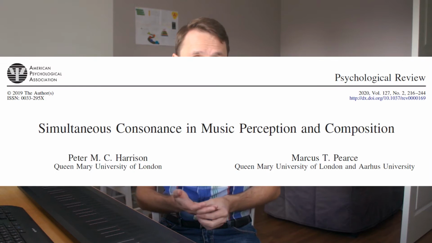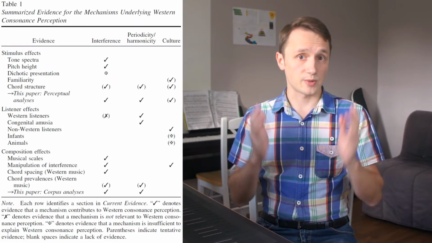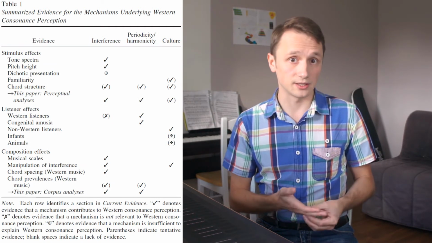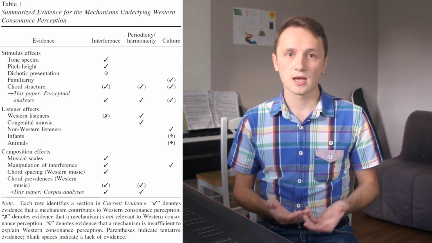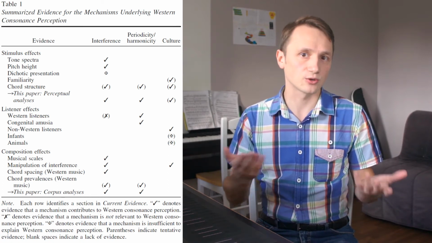Important to note is that dissonance is a much more complicated phenomenon that depends on other things as well, as beating alone doesn't explain it all. For now, I'll just mention that according to the recent article Simultaneous Consonance in Music Perception and Composition, there are three major mechanisms contributing to our perception of dissonance. It is spectral interference, the one I'm talking about in this video that relates to beating; periodicity, or how close the spectrum is to a harmonic spectrum; and cultural conditioning, or what we've learned through our life to sound consonant or dissonant.